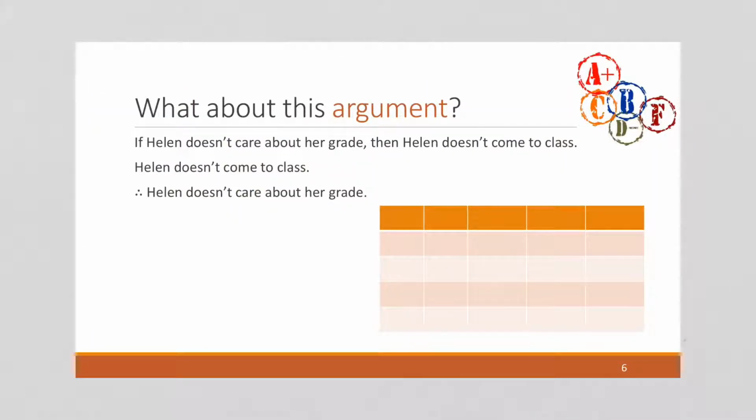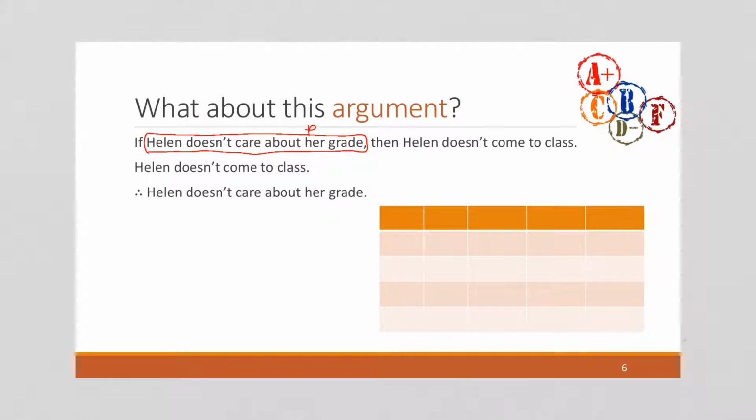Let's take a look at this argument. First, we want to write its argument form. So let's do the argument form. I'm going to call "Helen doesn't care about her grade" P.